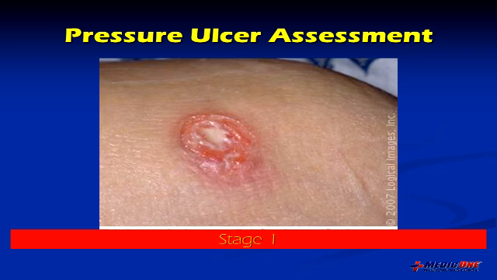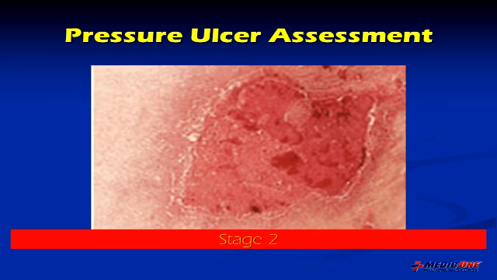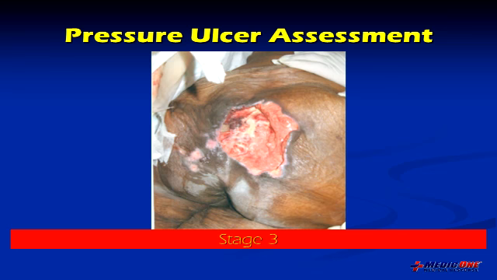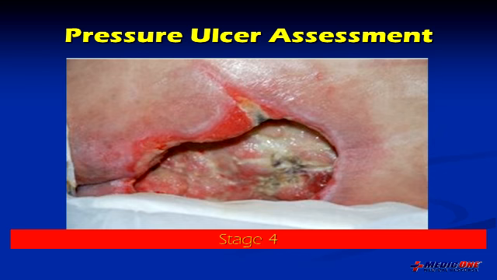This graph shows what a stage 1 looks like. Stage 1 looks like a small scab. A stage 2 looks like a blister or a burn. A stage 3 begins to get into the upper layers of the skin tissue. And stage 4 is in the lower layers of the skin tissue or begins to get into the muscle tissue.